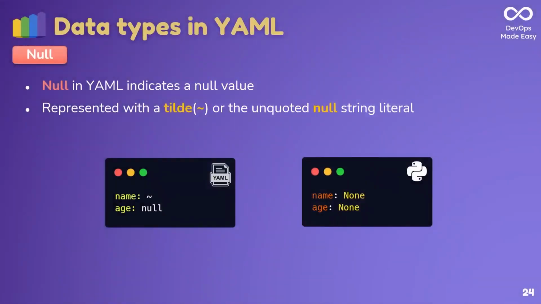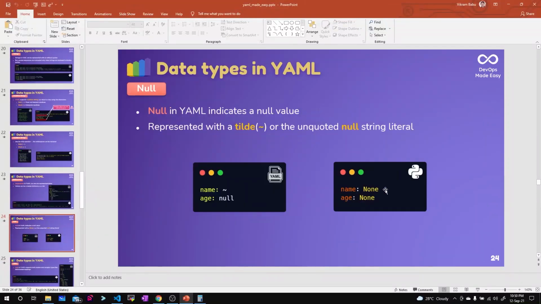Now what about null? Let's say I don't have anything to mention as a value, so it is a null value. Null values are indicated with the tilde or the null literal without any quotes. You should not quote this null, otherwise it will be taken as a string. So you have to put null as the value, or you can use tilde. Once you run this file using Python, or any YAML parser reads this file, it will be read as capital None. This is related to Python; for some other language, it could be nil.